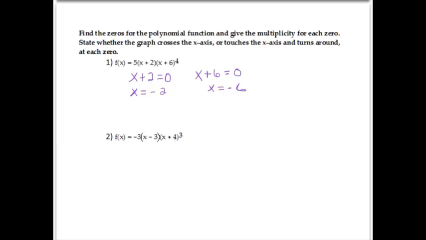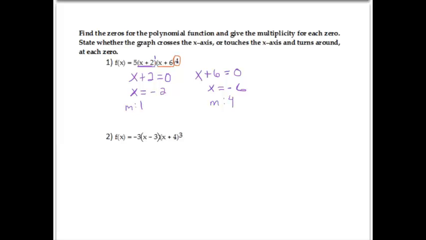Then on each of these we want to write the multiplicity, so I'm going to write m for multiplicity. This factor that's x plus 2 right here, what we do is we look at the exponent of the parentheses. That has no exponent to start off with, which means that there's really a 1 there. So this has a multiplicity of 1. For the x plus 6 factor, we have an exponent of 4. So its multiplicity is going to be 4.